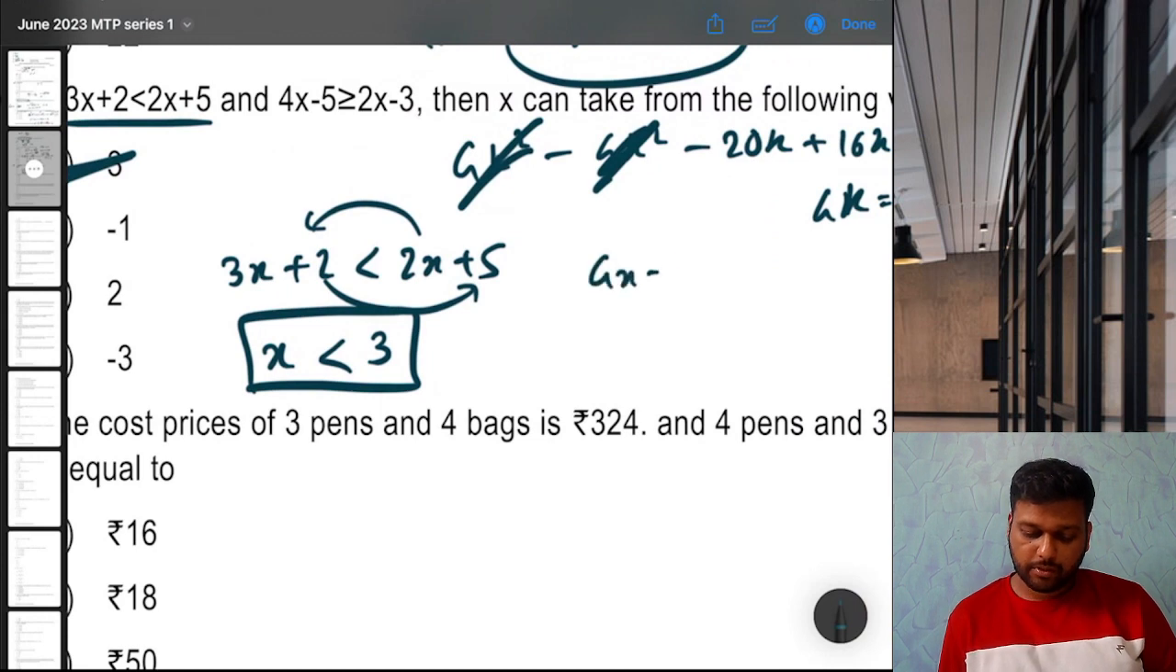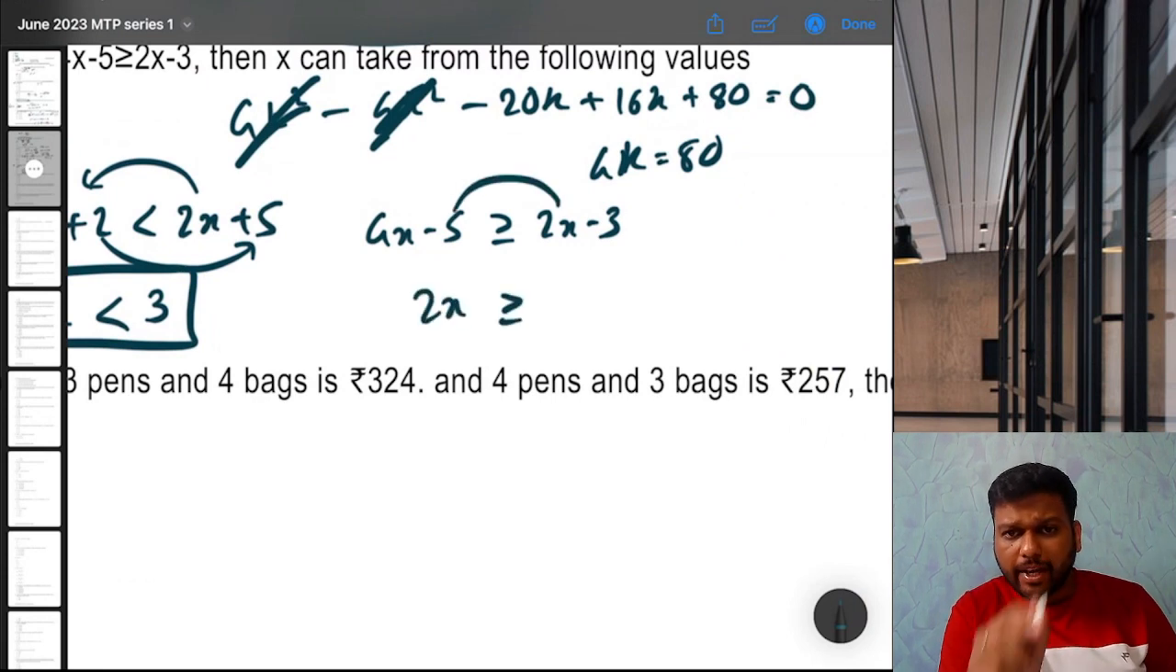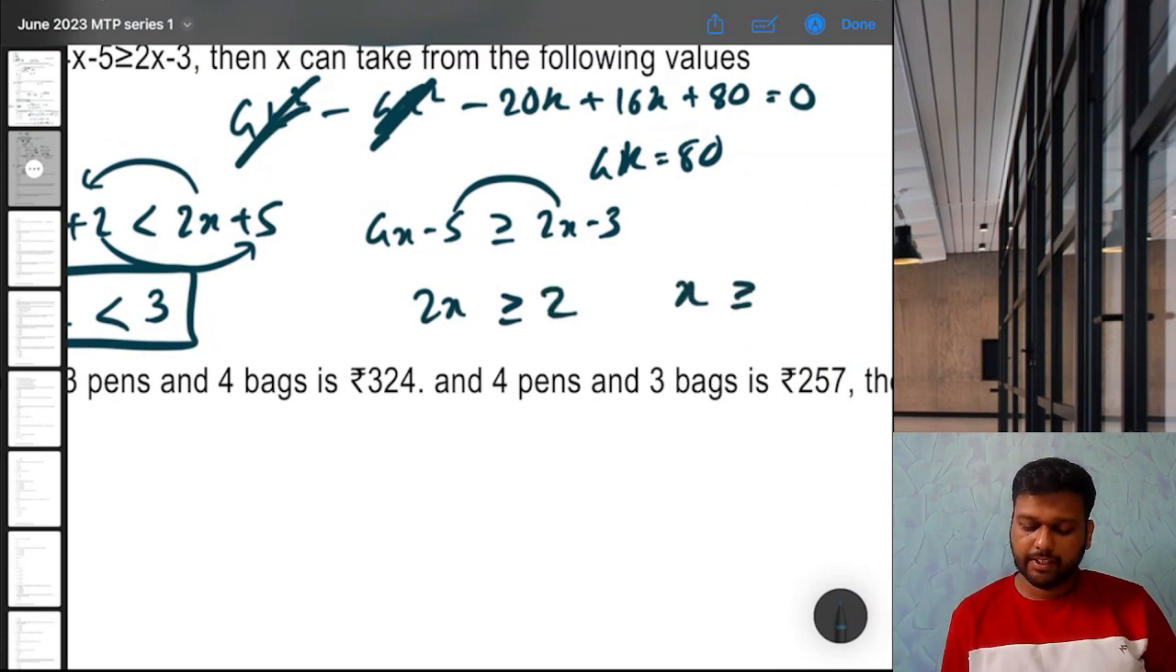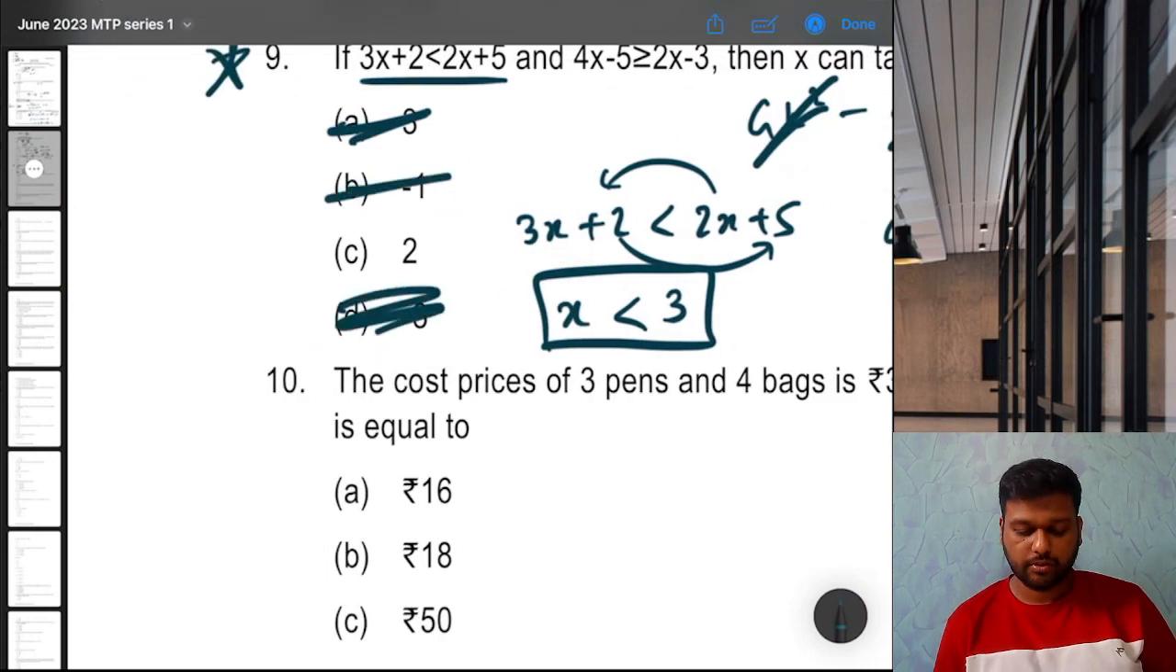Next, 4x minus 5 is greater than equal to 2x minus 3. Okay, let's take 2x here. So 4x minus 2x is 2x is greater than equal to minus 5 will become plus 5. So plus 5 minus 3 is 2. That means x is greater than equal to 1. That means these are also not the answers. So C is the correct answer.